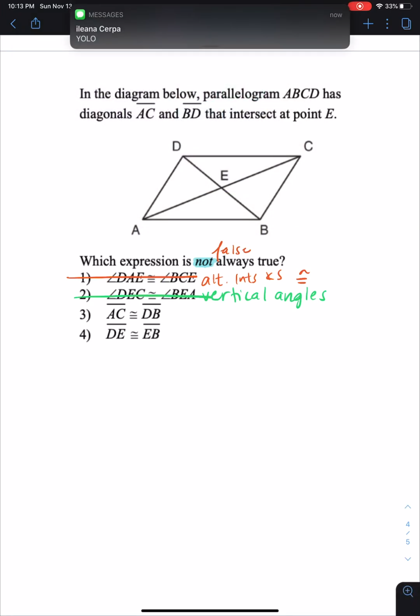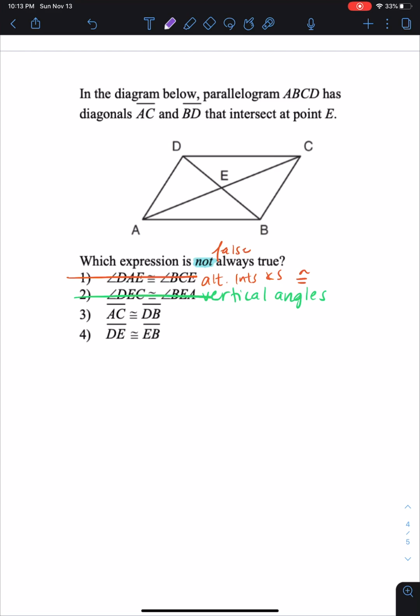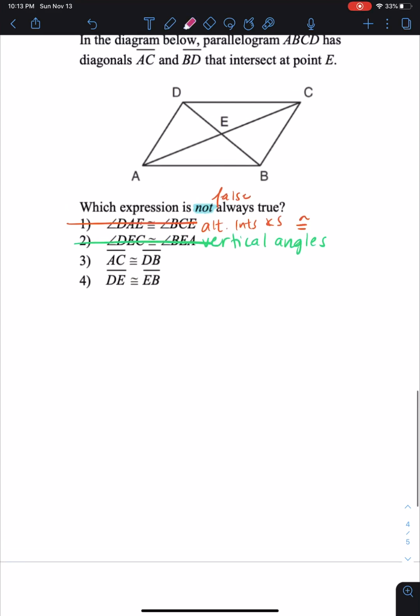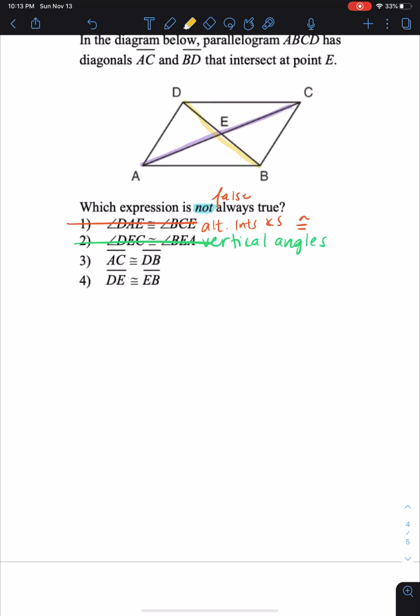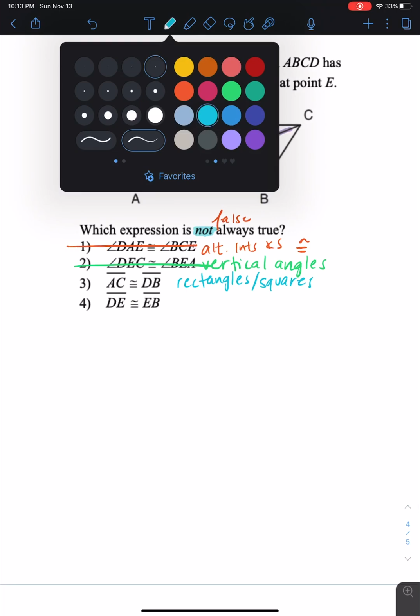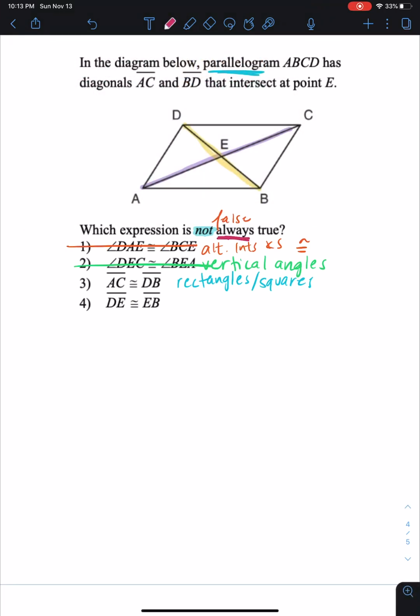Line segment AC is congruent to line segment DB. So I'm going to actually highlight these in another color so we can see. Line segment AC is congruent to line segment DB. So this would mean that the diagonals are congruent. This is not always going to hold true because this is a property of both rectangles and squares. This is not the property of all parallelograms. So it's this word here, always, that makes this statement not always hold true. So this is the correct answer choice.